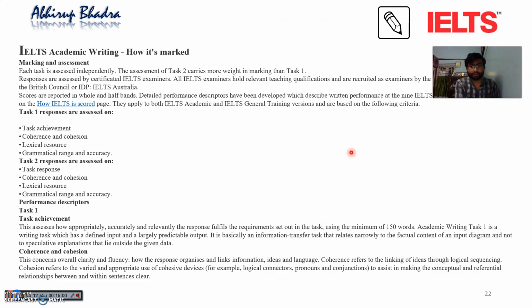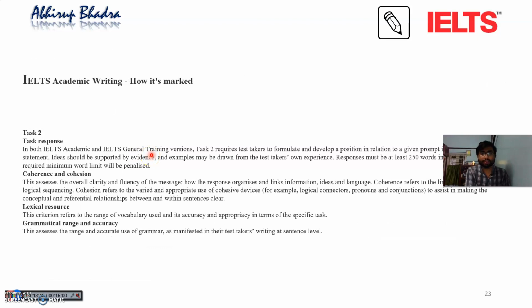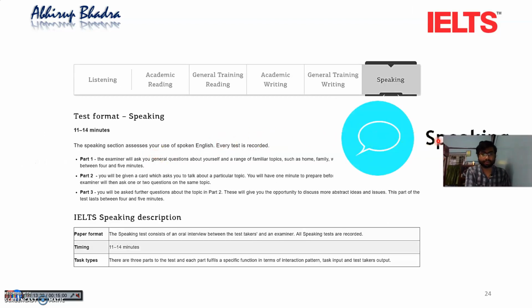So what are the criteria? There's task achievement, coherence and cohesion, lexical resource. Lexical resource is nothing but the vocabulary. If you are repeating the words, then it's a negative point, it's a penalty. Then grammatical range and accuracy. Accuracy is a very must thing for the writing section, and same thing for task 2. I'm not going to be specific.